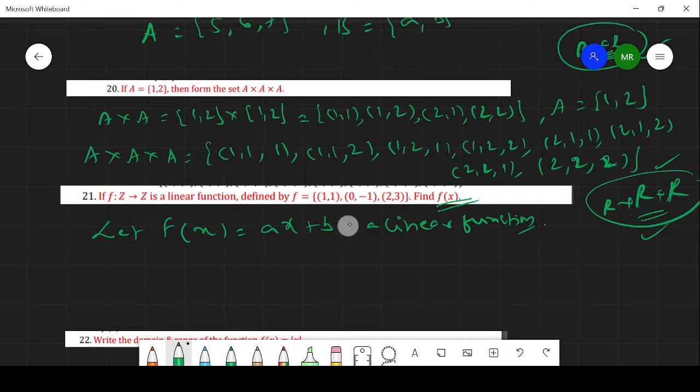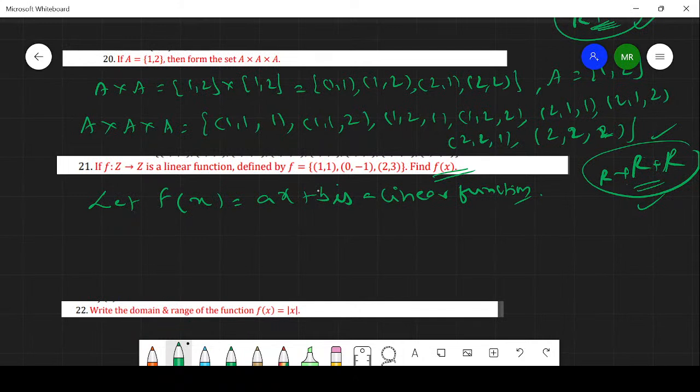When I have taken it as a linear function, it satisfies these ordered pairs. So you can see they are asking to find the a and b values here. We know what they have given here: f of 1 is equal to 1, f of 0 equal to -1, f of 2 equal to 3. That they are given.